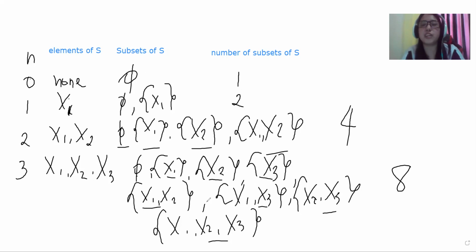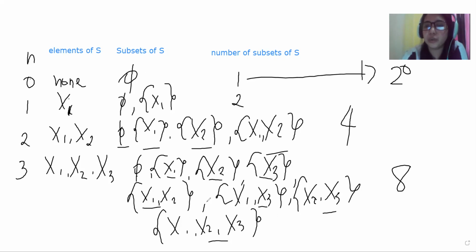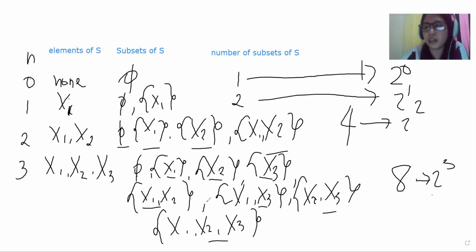If we continue, we move to 4, 5, 6. What do you think will be the next number if we also consider 4? By analyzing this, we see a pattern: 2 raised to 0, 2 raised to 1, 2 raised to 2, and 2 raised to 3. Therefore, we can make a conjecture that the result is 2 raised to n. This is the example for searching for a pattern and conjecture.